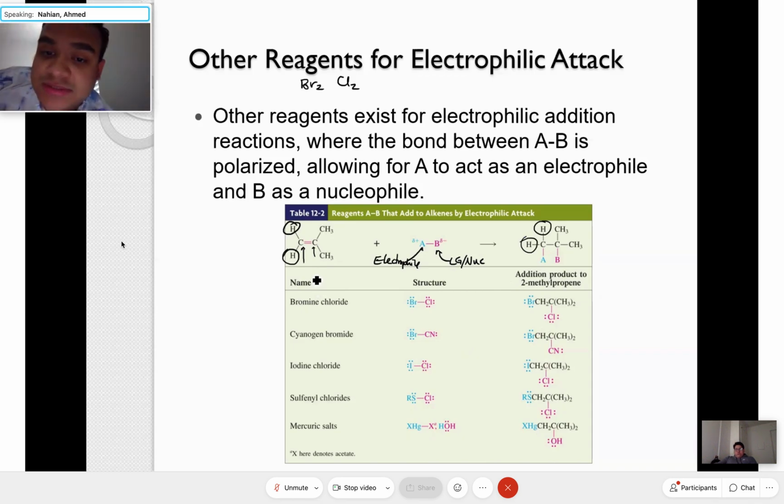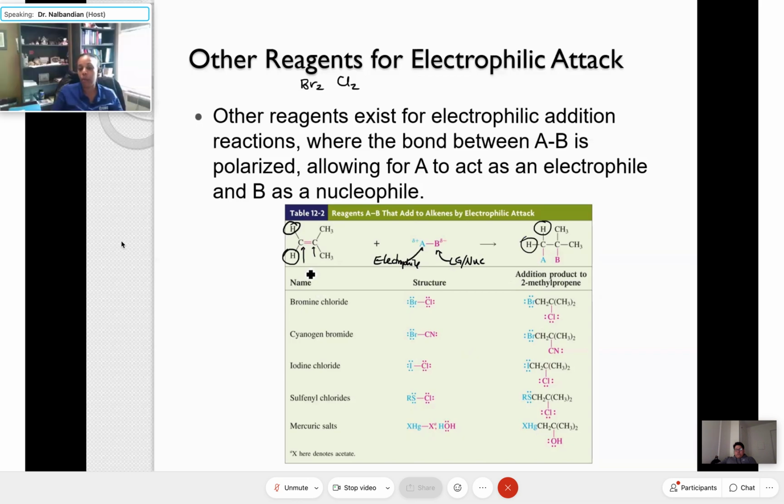Yes, Professor. So you said that regarding any H, it's going to go to the carbon with more H's. Does that apply if there is more than one compound reacting? No, we're only talking about one compound reacting. We're talking about one alkene.